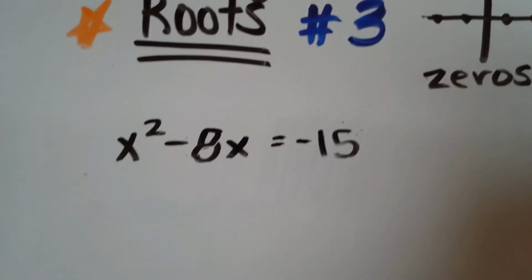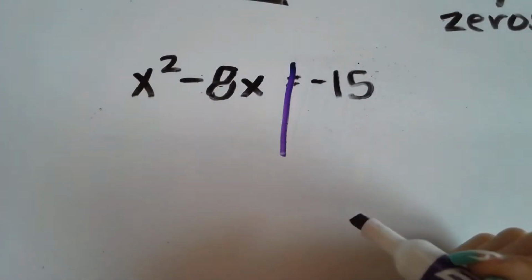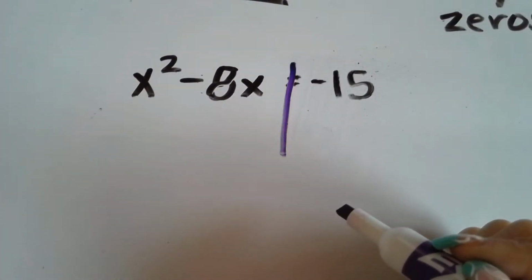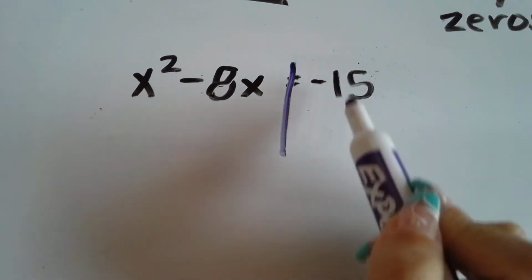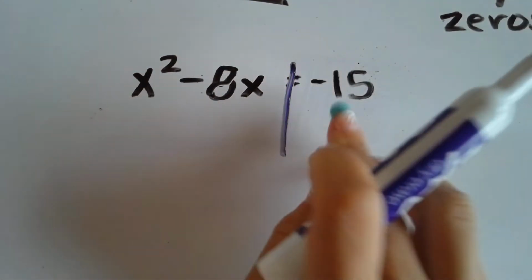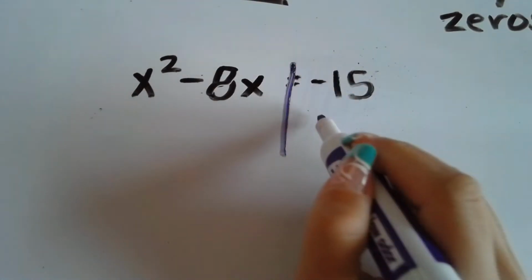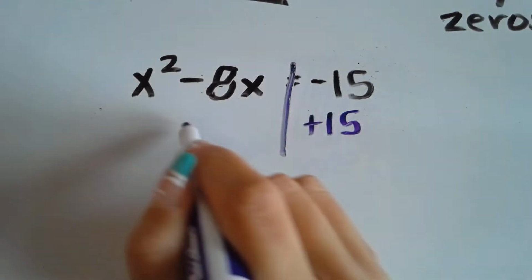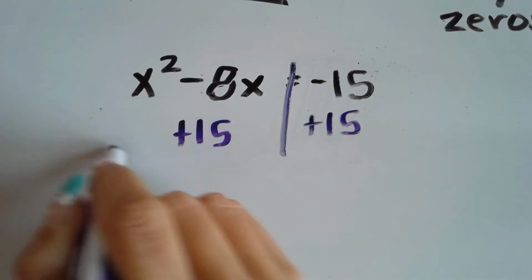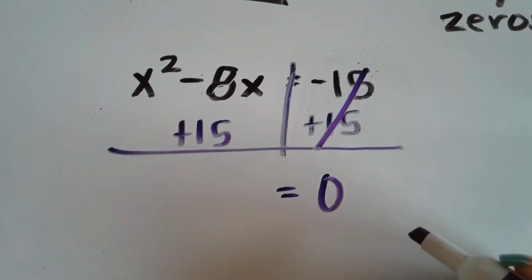And how do we do that? Let's go ahead and look at the equation. We're going to draw our line, okay? Now, I have x squared minus 8x, and this is a -15. How do I make this a 0 on this side? I've got to move this over here. So if this is -15, I'm going to say +15, and I'm going to throw my +15 over here, and that is going to be equal to 0, okay?